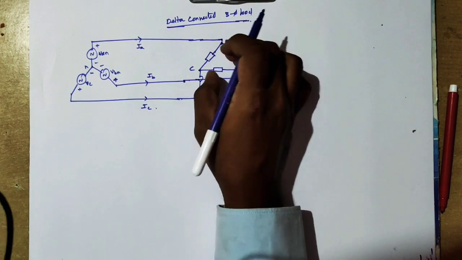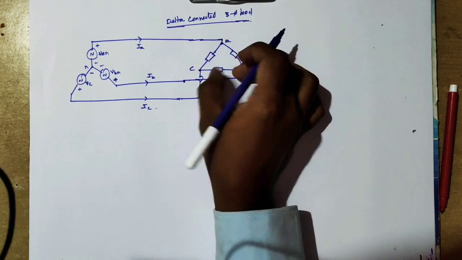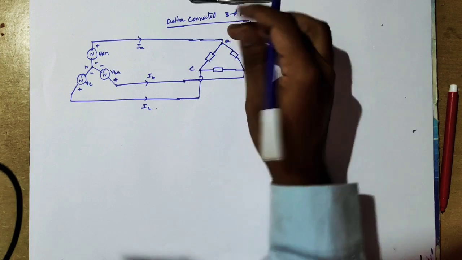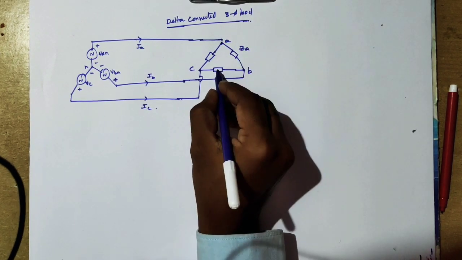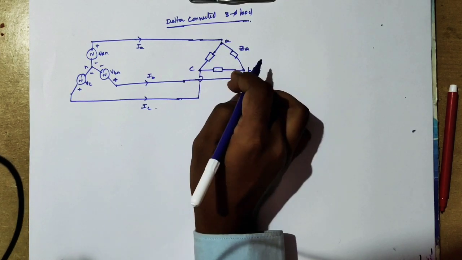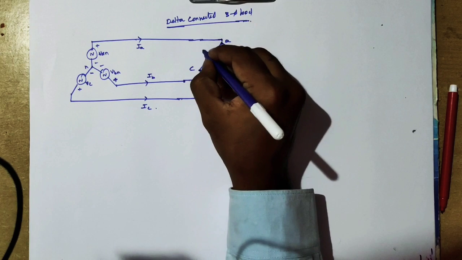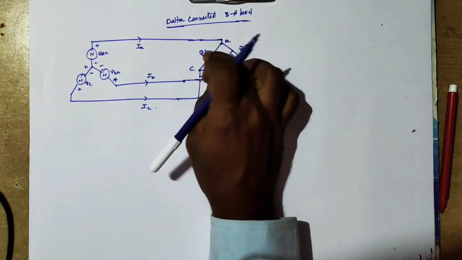Now these are individual phases. This terminal has an impedance of ZA, this has an impedance of ZB, and this has an impedance of ZC. Consider it like this, or Z1, Z2, Z3.